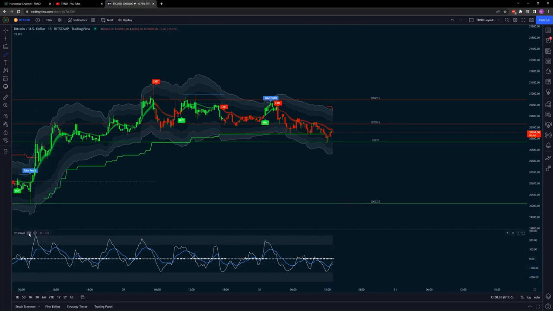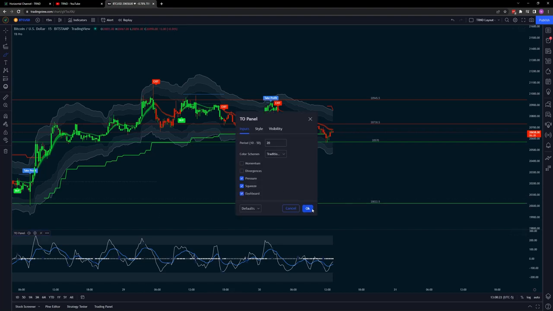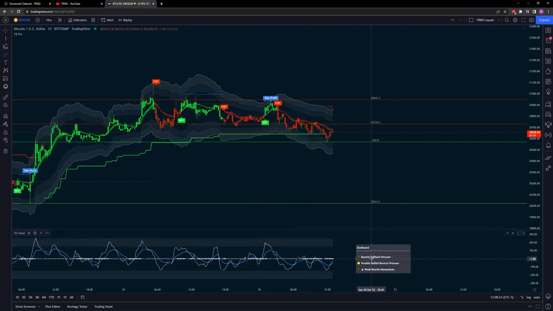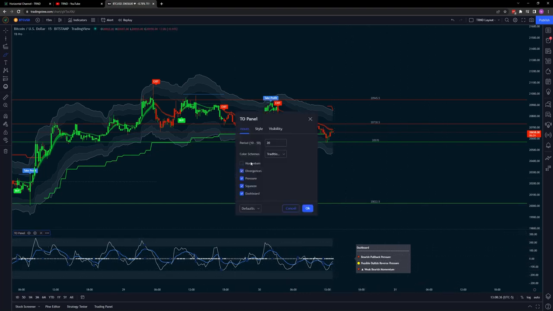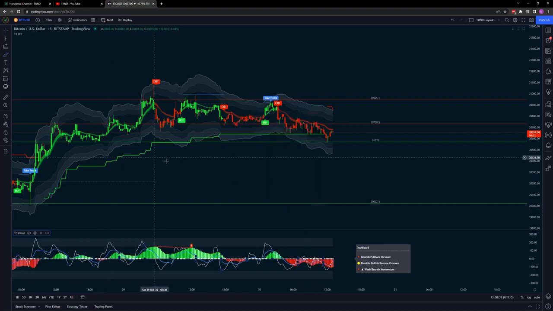And then for the last part of this, we have our dashboard, which can help you identify everything you're seeing on here: bullish pullback pressure, possible bullish reverse pressure, and weak bearish momentum. Helps you identify visually what's happening here. So if you just need some word confirmation, that's what the dashboard is for. And typically this is what my dashboard looks like when I'm trading with TO or trading with trend as well.